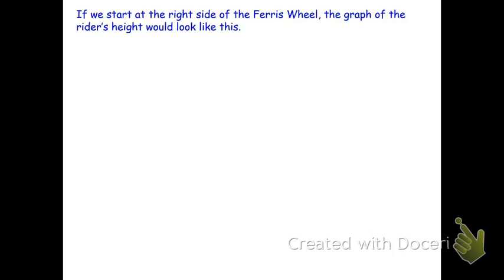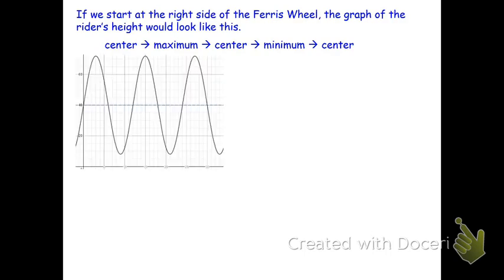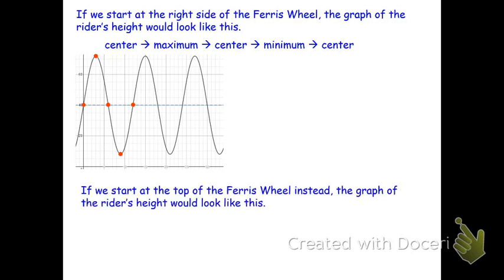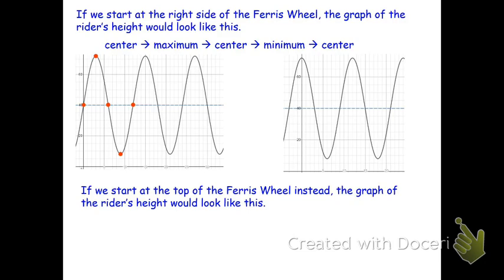If we started the rider's height on the right-hand side of the Ferris wheel, the graph would look like this. It would go from center to max to center to min to center, if we started the position on the right-hand side, when they're at the center height. But what if we started the rider's time at a different position? What if we started the time when they were at the top? The graph would look like this.